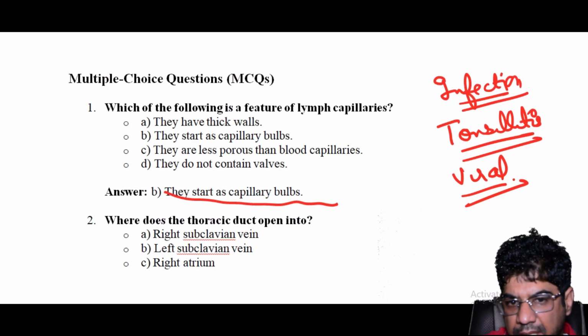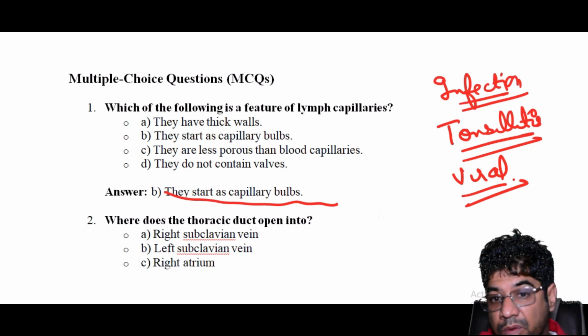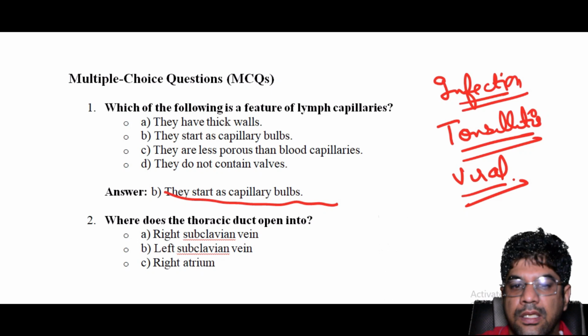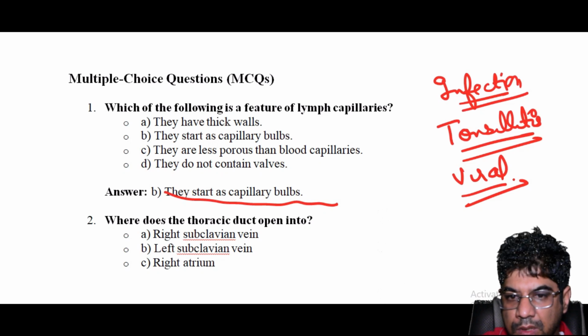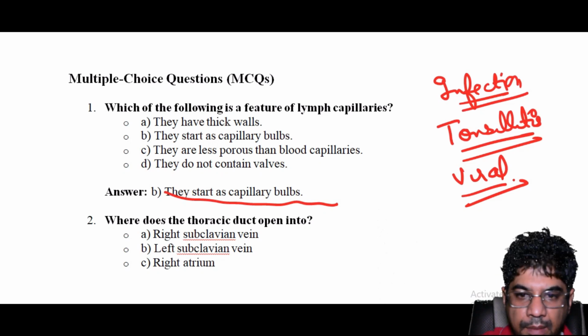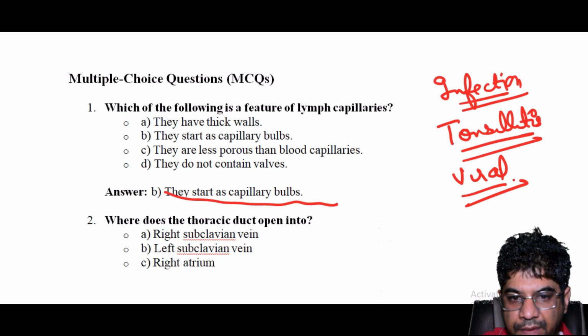Second, cancer. Cancer can spread to the nearby lymph nodes causing swelling. So throat cancer may spread to the lymph nodes in the neck. Lung cancer may spread to the lymph nodes in the chest. Breast cancer may spread to the lymph nodes in the armpit, etc.